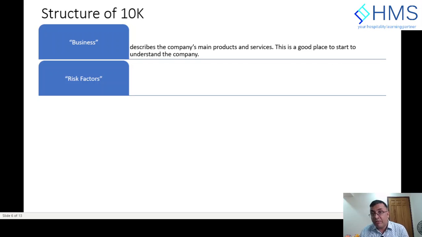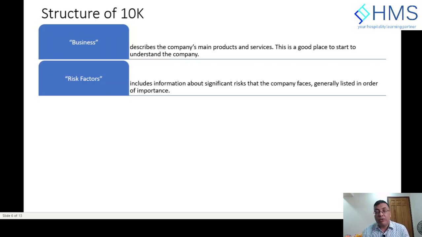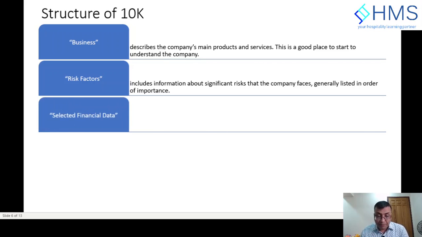Then risk factors: in what markets the company operates and what risks the company is running, whether related to foreign exchange, interest, financial risk, operational risk, the competitors, or industry forces. This is important information for us to understand before we dive into analyzing the financial statements. Then you will have some selected financial data.